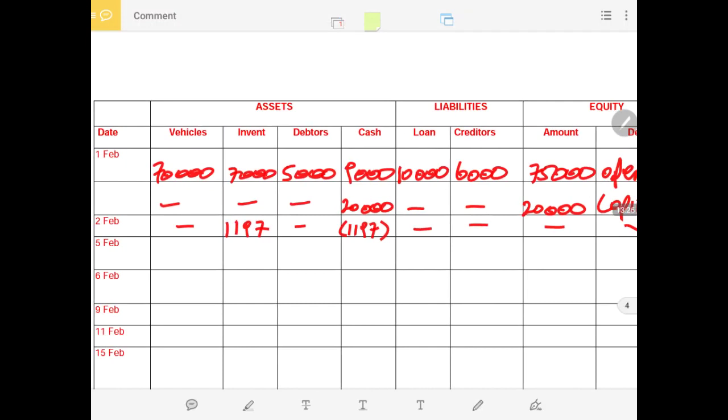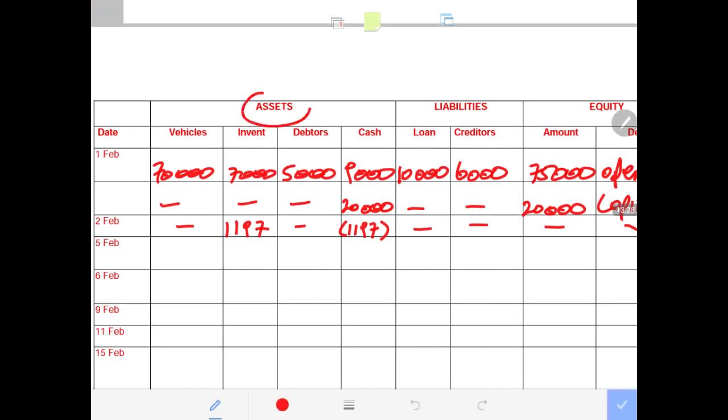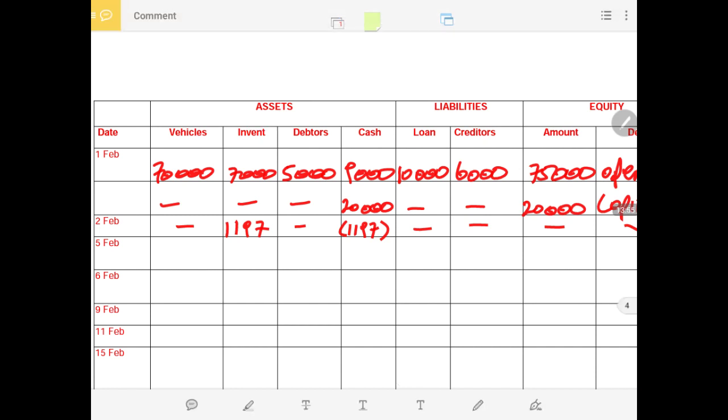Our assets are increasing. Remember, these are assets. Our assets are decreasing by 1,197, and our assets at the same time here, which is inventory, are increasing by 1,197. The difference between the two becomes 0. Therefore, 0 assets is equal to 0 liabilities and 0 owner's equity. Therefore, now our accounting equation will still balance also after this transaction.